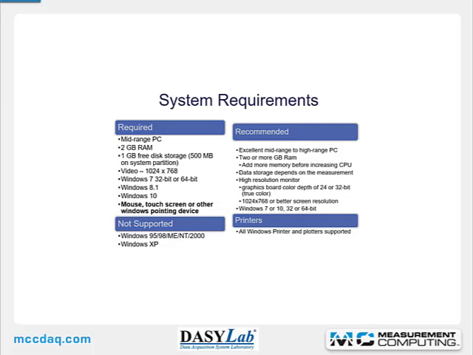We'd need at least 2 GB of RAM, and we need 1 GB of free disk storage, of which half of that has to be on the system partition. The video, a minimum of 1024 by 768. Windows 7, 32-bit or 64-bit, Windows 8.1, 32-bit or 64-bit, or Windows 10.